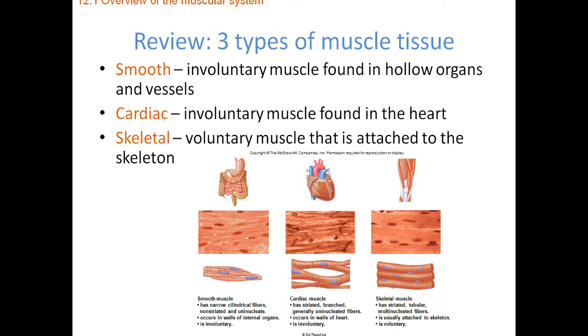Cardiac muscle is found in your heart. And then skeletal muscle is voluntary muscle that's attached to the skeleton and allows us to move, and it's voluntary.